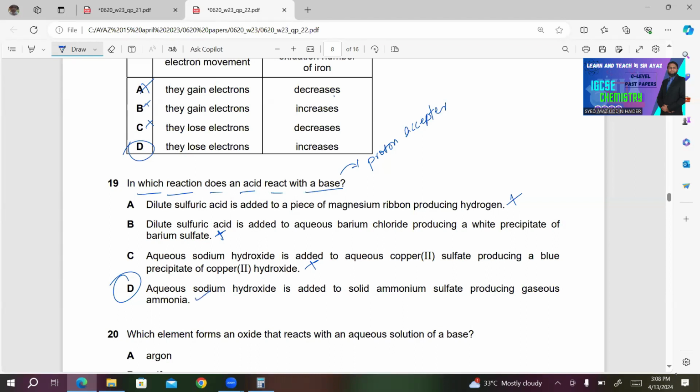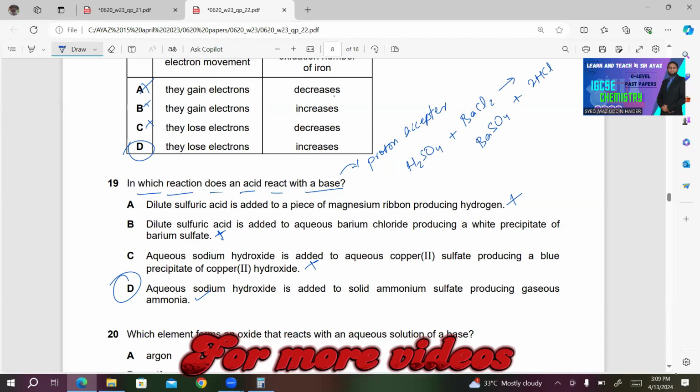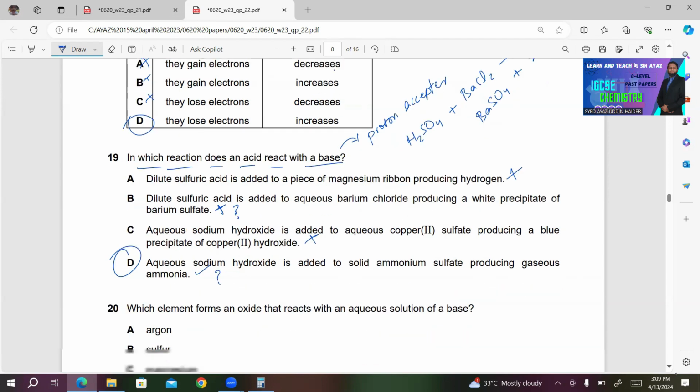I'm not satisfied with this question. The reason is that in this question, if you react sulfuric acid with barium chloride, this is the reaction H2SO4 plus BaCl2, although it's an example of a precipitation reaction. So if you see the logic here, we are getting BaSO4 plus 2HCl, which means Cl2 has accepted a proton. So I am not satisfied with these choices for this question. Either of these is correct.